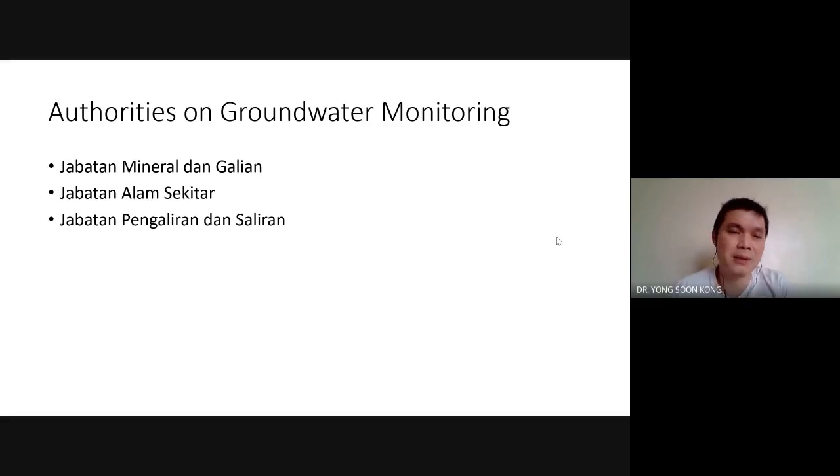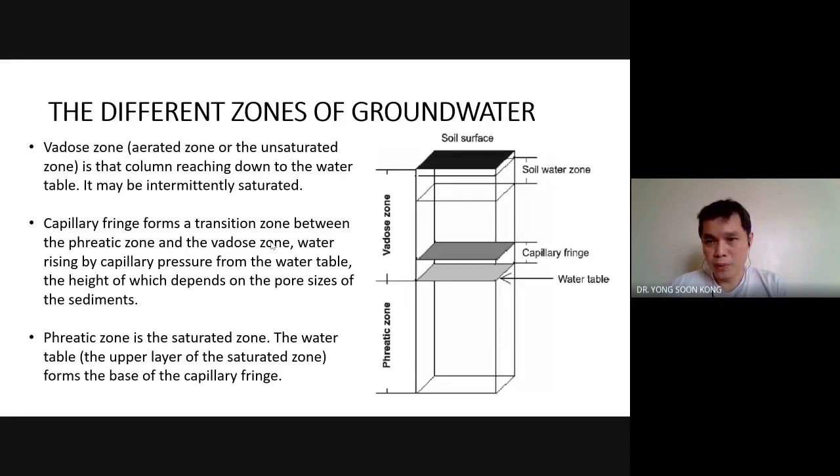The other one is Jabatan Alam Sekitar. Obviously, they monitor the pollution level in the environment. Groundwater is part of it, so they also have a say. They look at the pollution. Whereas Jabatan Pengairan dan Saliran is more towards the cities, which also has a say in monitoring the groundwater. Okay? Now, before we continue, what makes a groundwater? As you can see right there.